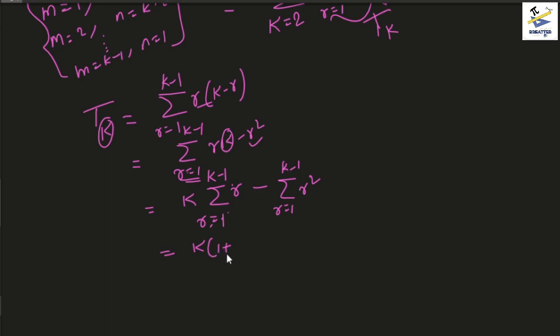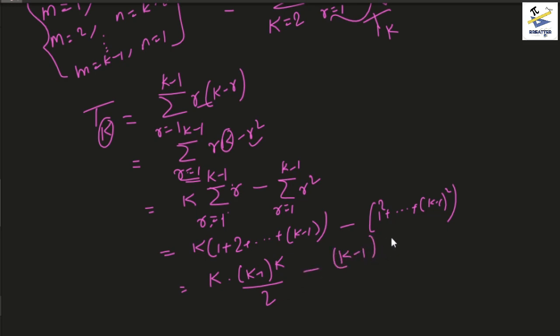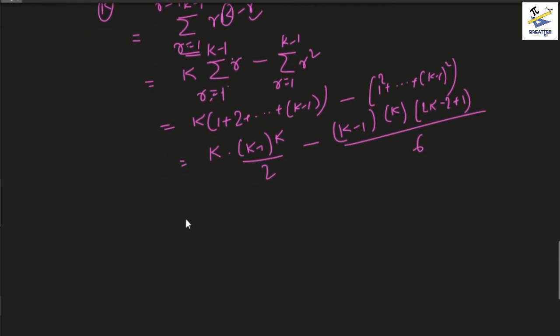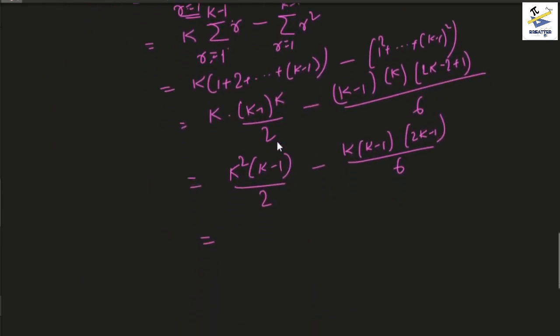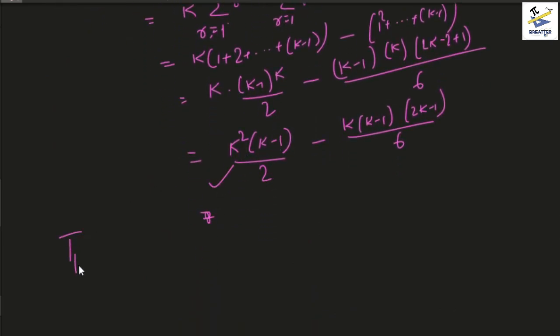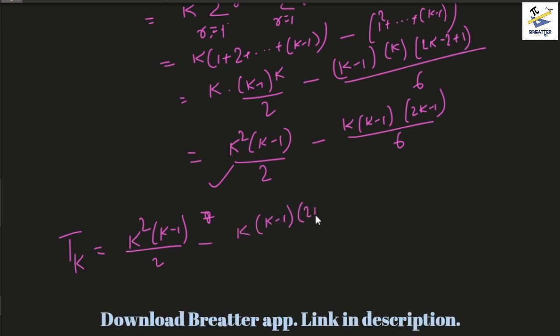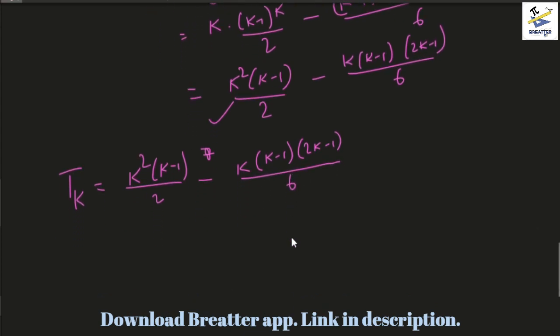The first is basically the sum of the natural numbers from 1 to k minus 1, because it only means 1 plus 2 all the way up to k minus 1. And the second summation is basically the sum of the squares up to k minus 1 whole square. Now applying the formula, the first is k minus 1 into k by 2, and for the second this is k minus 1 into k into 2k minus 2 plus 1 by 6. Let us simplify it a bit. It will become k squared into k minus 1 by 2 minus k into k minus 1 into 2k minus 1 by 6. So tk is equal to k squared into k minus 1 by 2 minus k into k minus 1 into 2k minus 1 by 6.